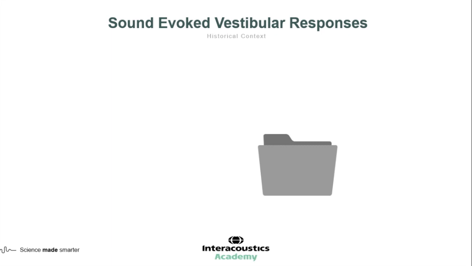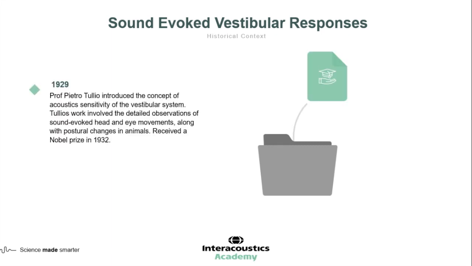Now, sound-evoked vestibular responses in the historical context go back a little longer than we may first realise. In 1929, Professor Pietro Tullio introduced the concept of acoustic sensitivity of the vestibular system. Tullio's work involved detailed observations of sound-evoked head and eye movements along with postural changes in animals. He received the Nobel Prize for that in 1932, and even now in auditory and vestibular science we refer to the Tullio phenomenon for sound sensitivity in the inner ear structure.